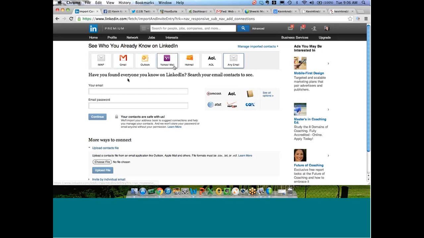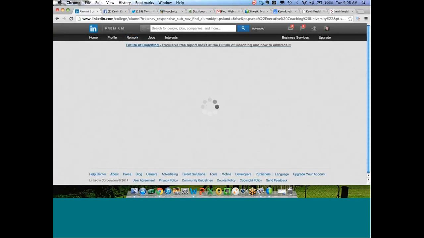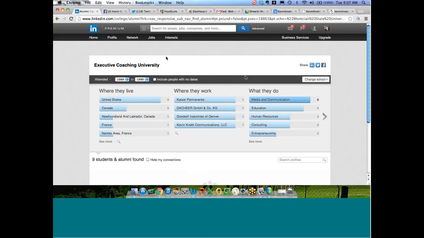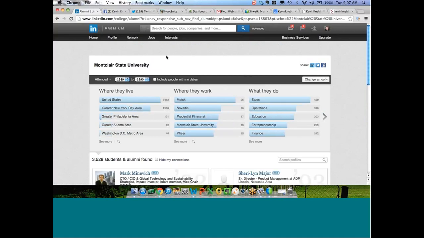So this is one way to do this with email, but there's another way to do this that a lot of people don't really know and don't take advantage of. When I put my cursor over the word network and I go to find alumni, because I recommend that you put all of the schools that you've ever gone to in your LinkedIn profile, including high school, watch one way that I could use this. LinkedIn knows where I went to school because I put it in my LinkedIn profile. So I'm going to click on Montclair State University. I went to Montclair State University in Montclair, New Jersey from 1989 to 1990.